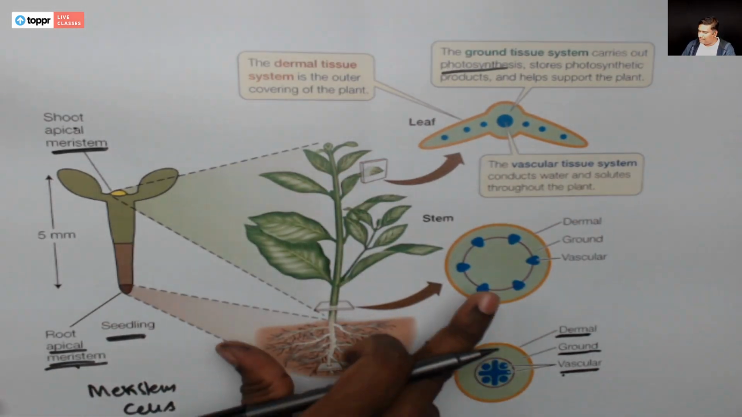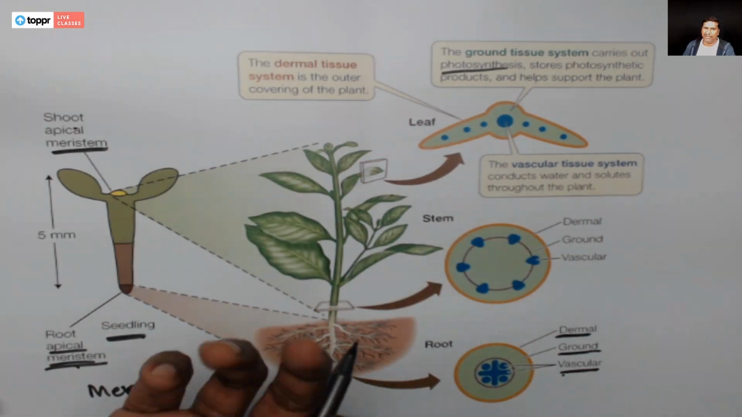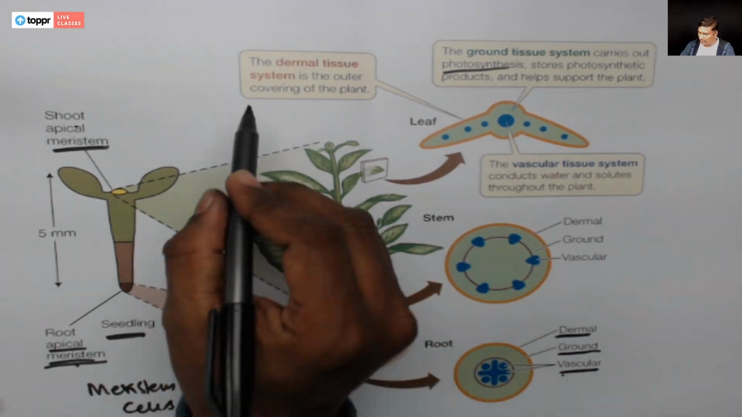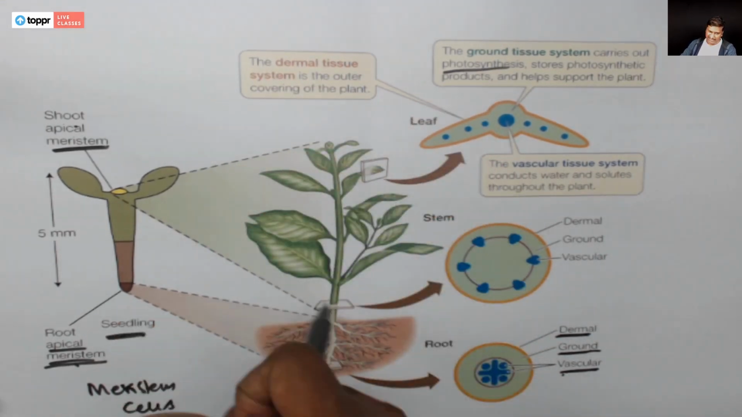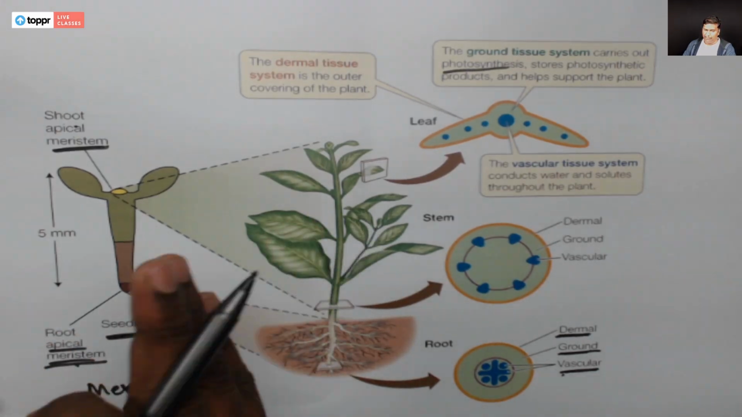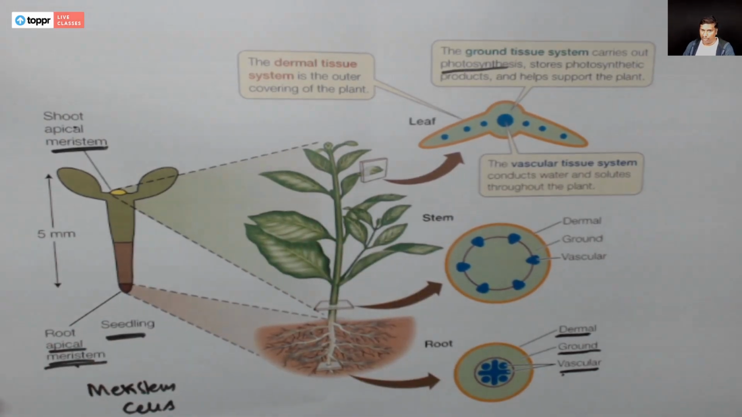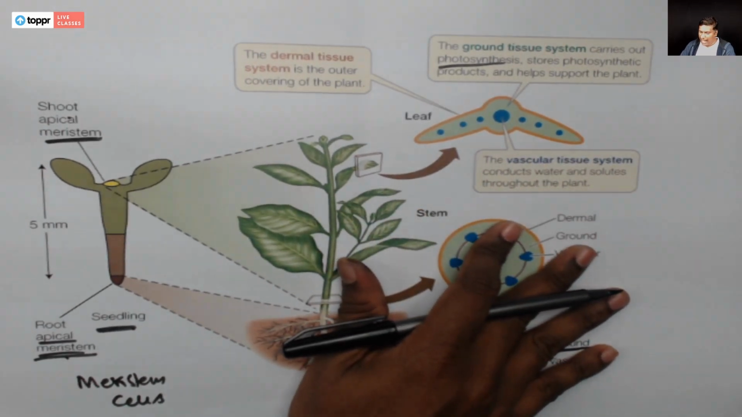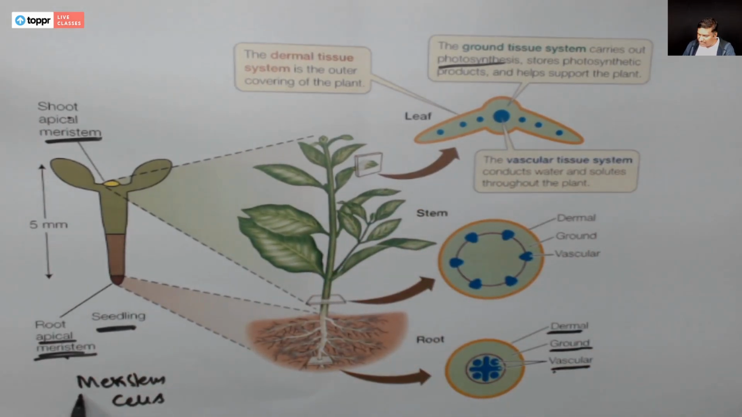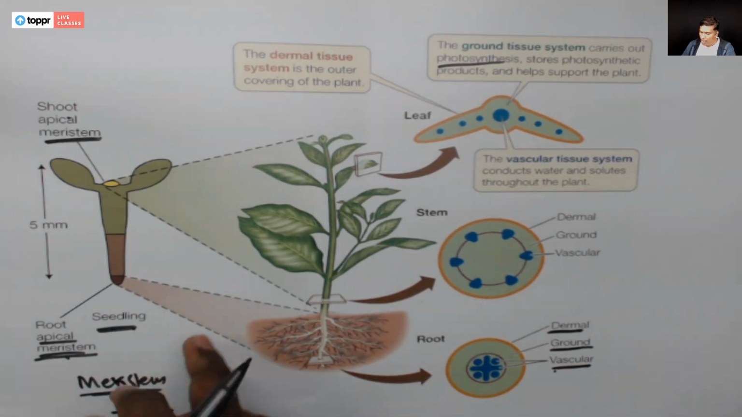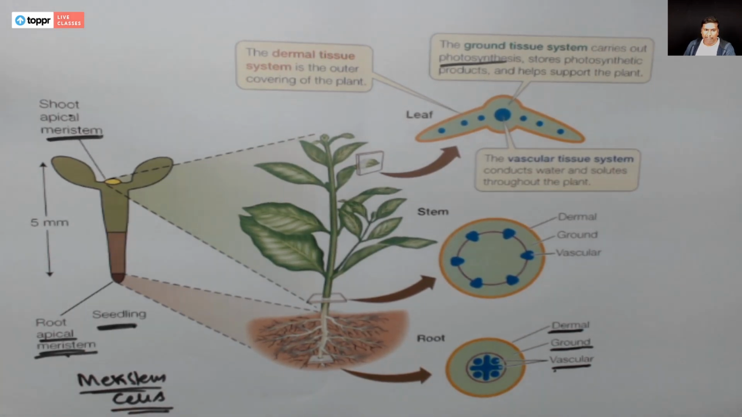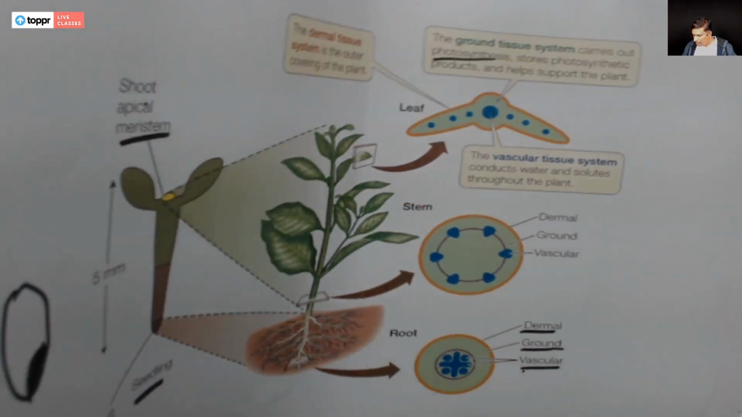Now what will the vascular tissue system do? The vascular tissue system will help in the transport of food materials and water, that we already saw. The dermal tissue system will act as a cover and protect the plant from the external environment. These three tissue systems are actually coming from a single type of cells. You have to understand that. All three types of tissue systems are coming from your meristem cells. So how is that happening?